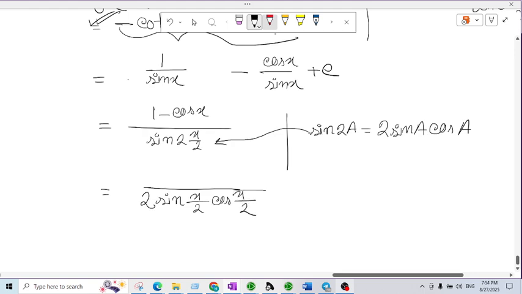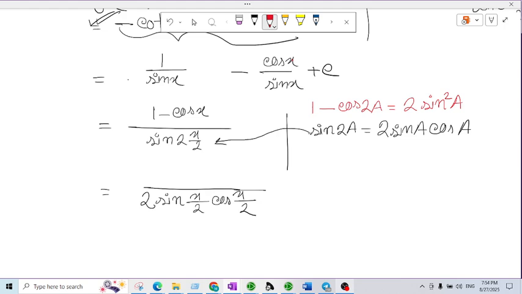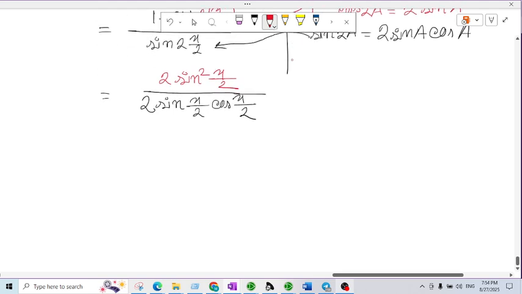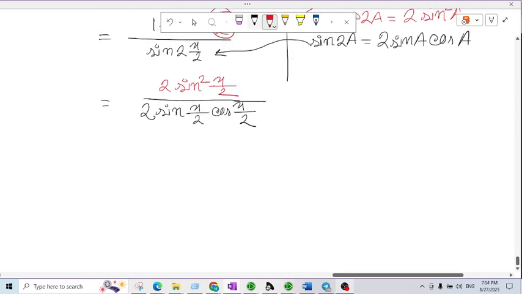Okay, so now let's use another formula. We know that 1 minus cos 2a is basically 2 sin square a. So now let's write this x as 2 into x by 2. So this x by 2 is basically comparable with a. So we can write this as 2 sin square x by 2.